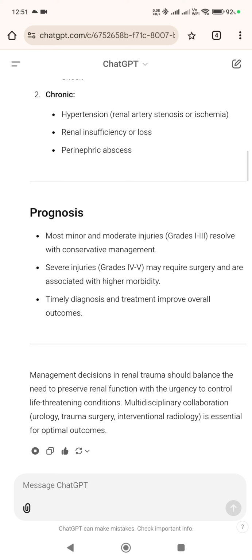Management decisions in renal trauma should balance the need to preserve renal function with the urgency to control life-threatening conditions. Multidisciplinary collaboration, including urology, trauma surgery, and interventional radiology, is essential for optimal outcomes.